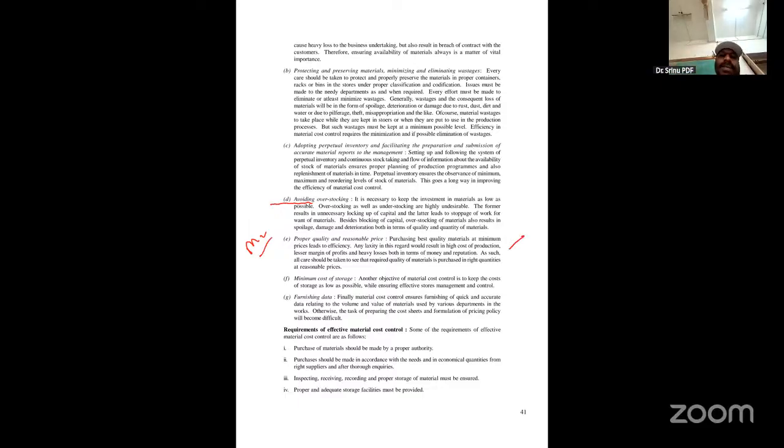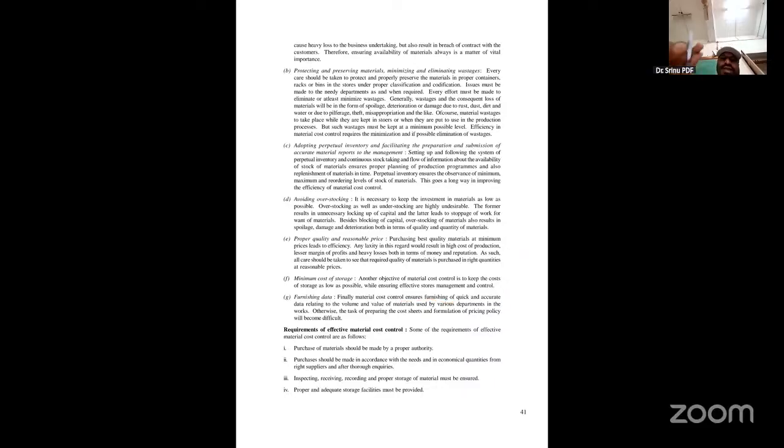Next one is minimum cost of storage. You don't buy more material; whatever you require, that much only you can buy. And furnishing the data means cost control ensures the quick furnishing of data. Is it clear?